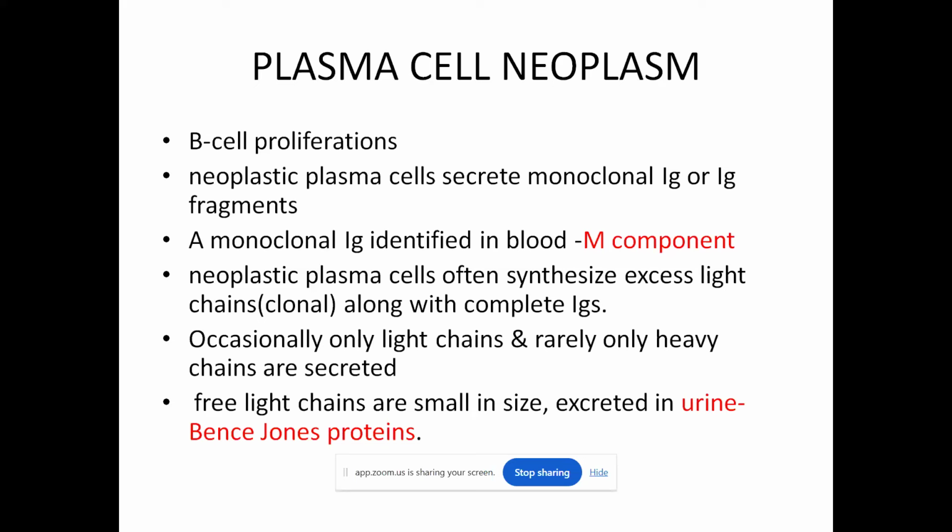So in blood, we see a monoclonal immunoglobulin. This is called the M component. Sometimes these neoplastic plasma cells can synthesize only the light chains along with the M component, or only the heavy chains. The free light chains are very small in size. These small sized free light chains, when they are excreted in the urine, we can see the proteins as Bence Jones proteins.